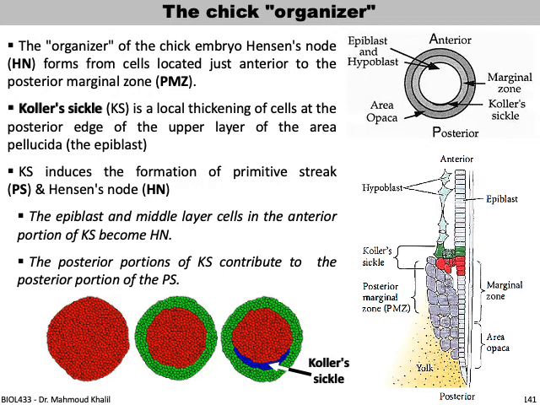You can see here from a side figure, if you look sidewise, where the marginal zone is located with respect to the area opaca. And you can see that anterior to the posterior marginal zone, there is a thickening of cells represented by Koller's sickle, and you can see the relation of the epiblast and hypoblast. Actually, this figure is trying to pinpoint where Koller's sickle exists.